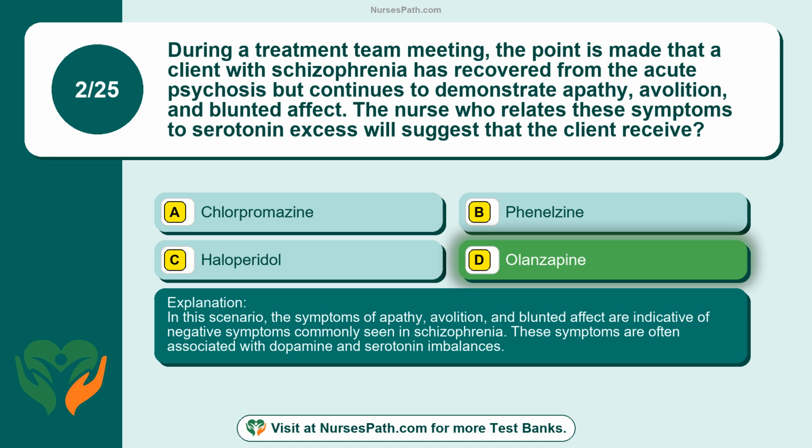In this scenario, the symptoms of apathy, avolition, and blunted affect are indicative of negative symptoms commonly seen in schizophrenia. These symptoms are often associated with dopamine and serotonin imbalances.